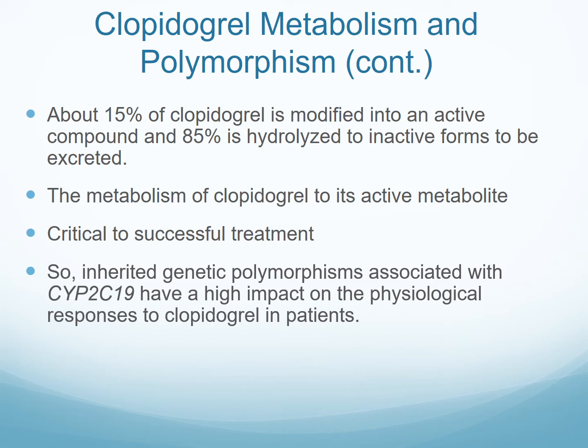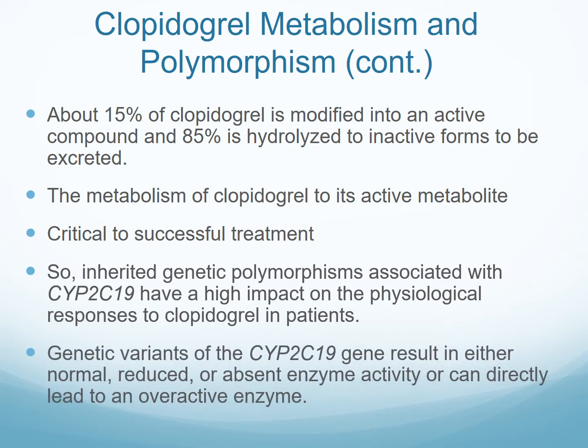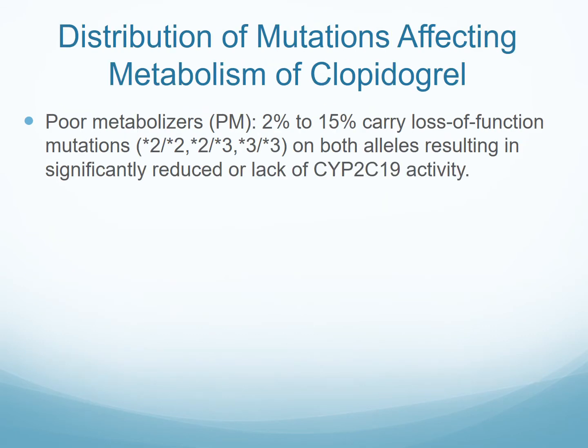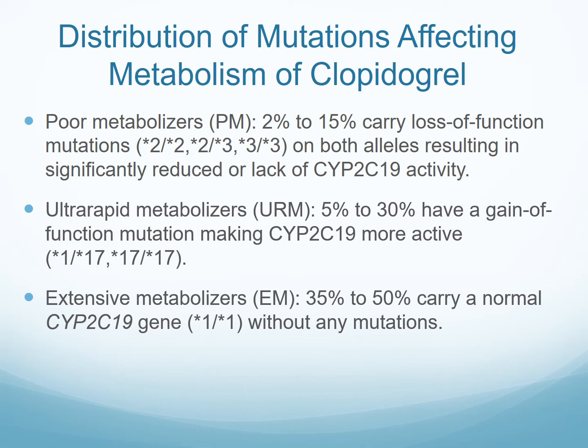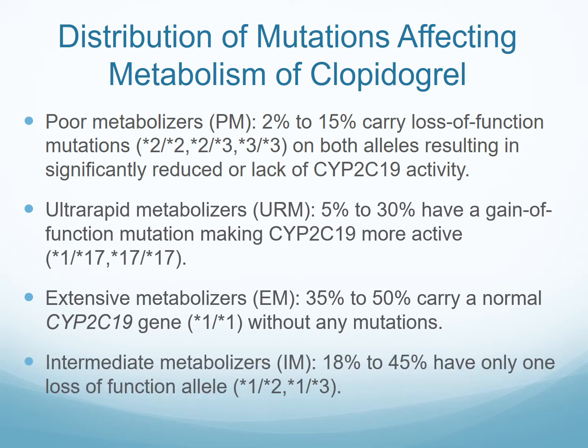So an inherited polymorphism can really impact your therapeutic effect. You can have normal, you can have reduced, or you can have absent enzyme activity. So this slide kind of shows what can happen among the poor, the extensive, and the intermediate metabolizers. Just kind of ponder that for a moment, if you will.